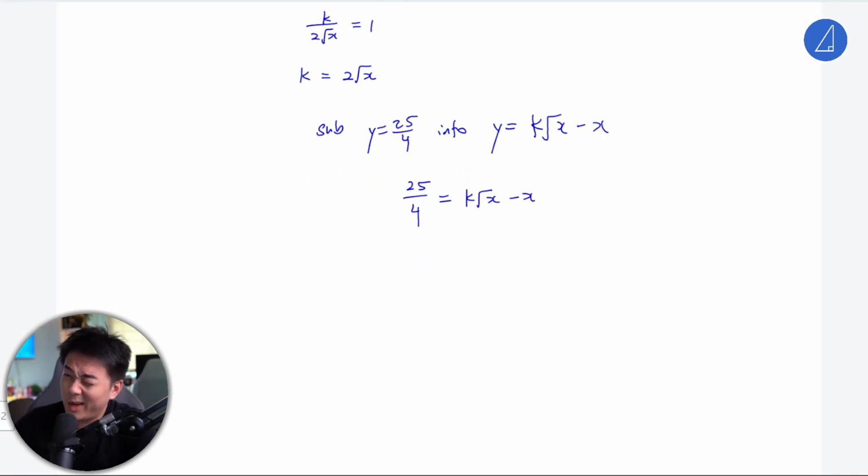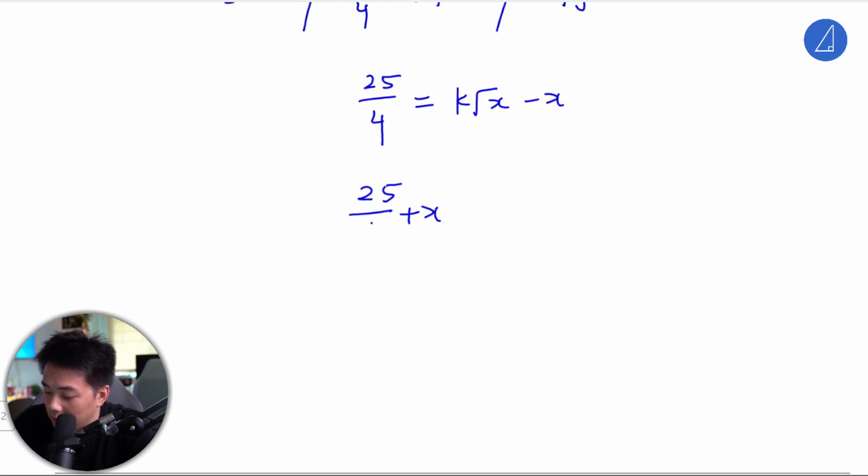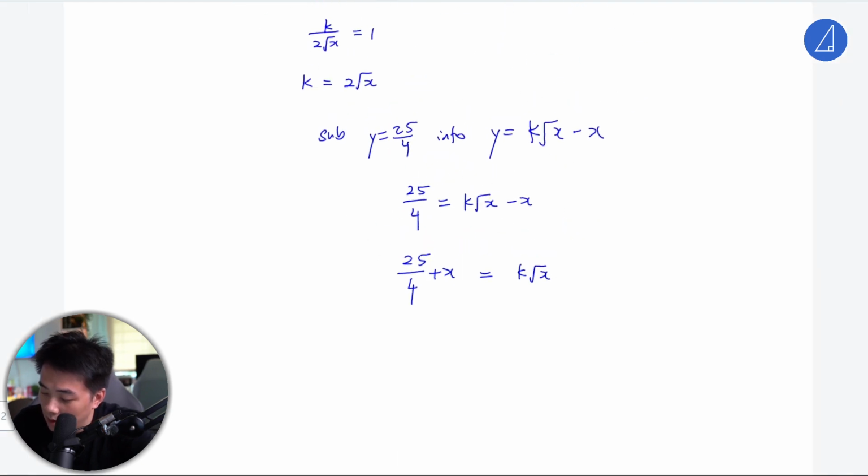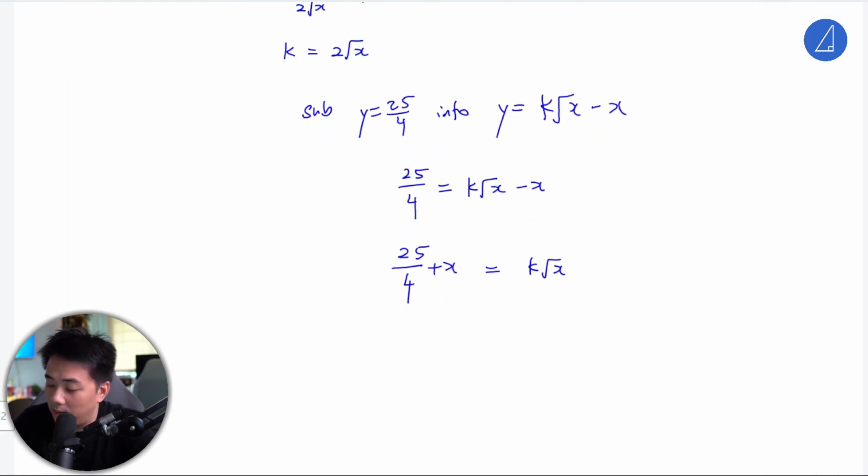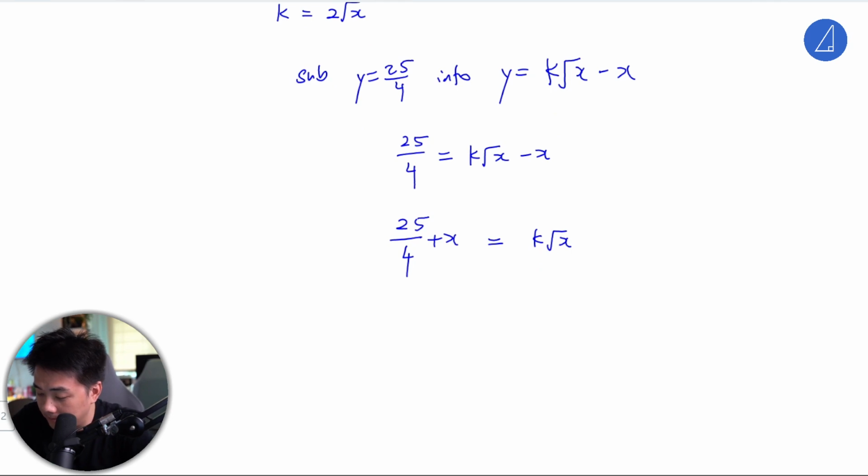Now there are a few ways of solving this. One way is you can use substitution if you want to. You can let v equals root x. The other way that most students would prefer is just to square both sides after rearranging it. This is 25 over 4, this is k root x. Okay, so what I'm going to do is I just square both sides.